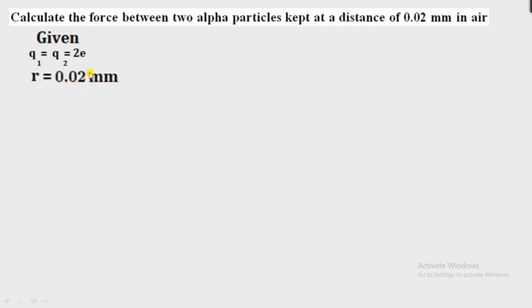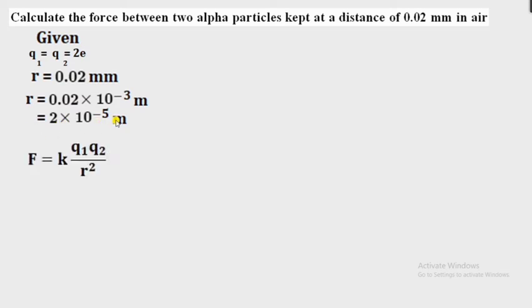So we have to convert this into SI unit, that is 0.02. Milli means 10 to the power minus 3. So because of this 2 decimal point, I will have minus 2, so it will be 2 into 10 to the power minus 5 meter.